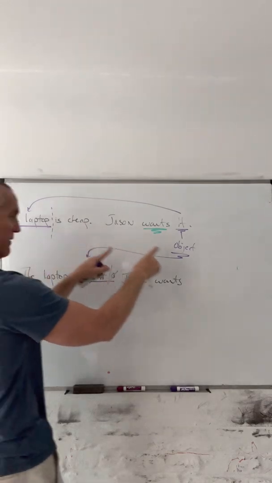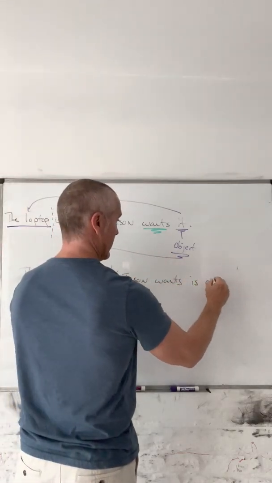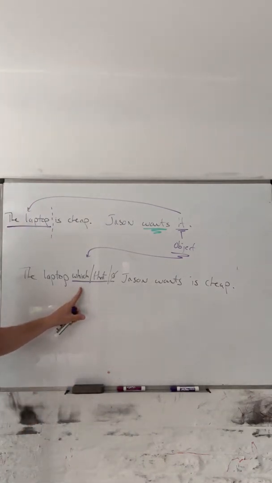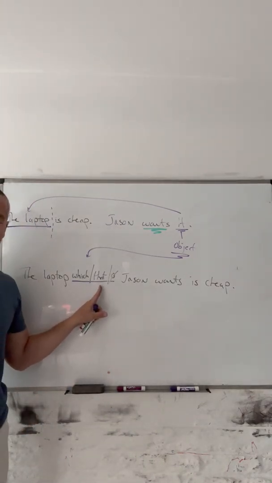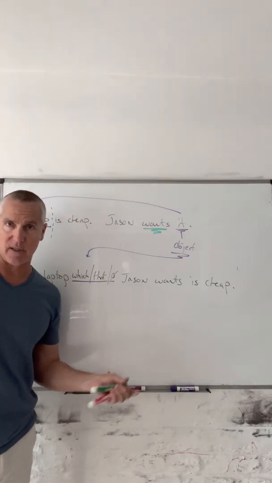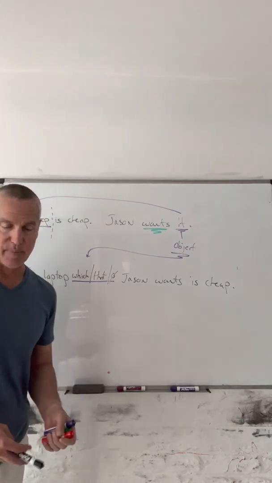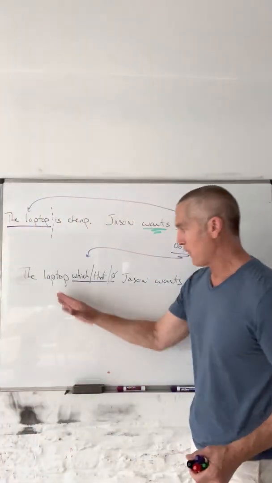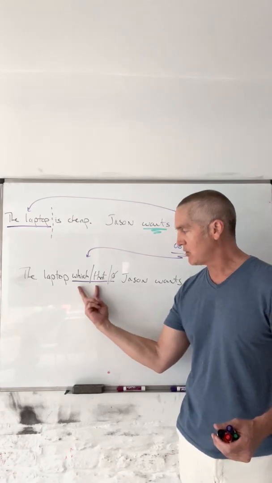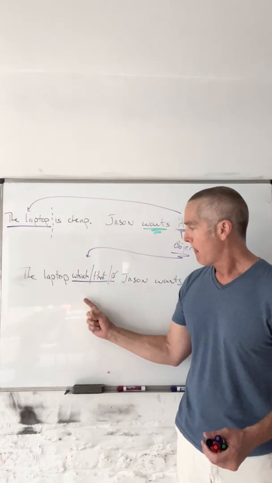Now comes the rest of the first sentence right here. Is cheap. The laptop which Jason wants is cheap. The laptop that Jason wants is cheap. Or no pronoun, the laptop Jason wants is cheap. And again, for things, we're modifying a laptop, that's a thing. We always have those two options, that or which.